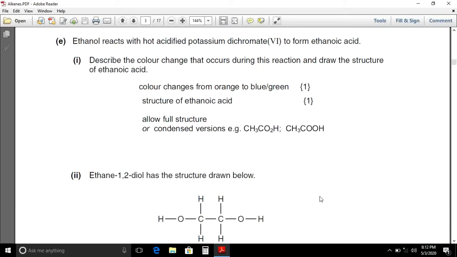Part e: ethanol reacts with hot acidified potassium dichromate to form ethanoic acid. As we know, oxidation of alcohols produces carboxylic acids. When ethanol is oxidized with the help of acidified potassium dichromate, it forms ethanoic acid. First part: describe the color change that occurs during this reaction and draw the structure of ethanoic acid. As oxidation is going on, the color will change from orange to green, and its structural formula will be CH3 bond C double bond O bond OH.